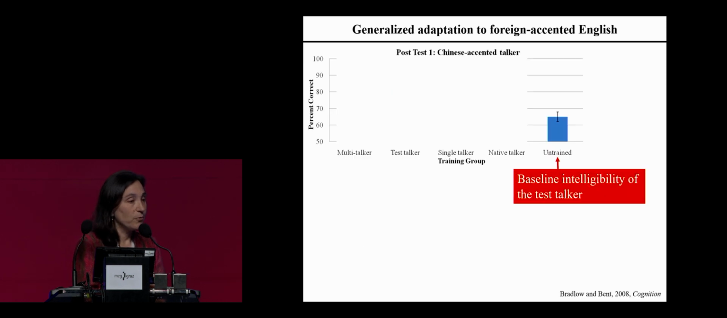So let me walk you through the results. So first, looking at the results on the first post-test, the test with the Chinese accented talker. The untrained group provides us with, in effect, a measure of the baseline intelligibility of this particular test talker. Here's how intelligible this talker's speech is if you've never been exposed to either the task or to the training with any kind of Chinese accented English.